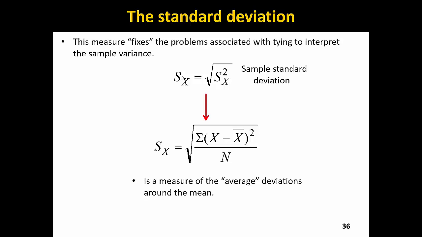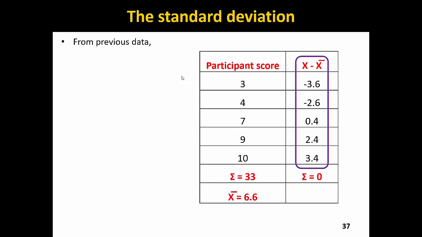And so this now becomes a measure of the average deviations around the mean for all of the participants. So because all the participants deviated by a different amount, we need one number to provide us with an idea of how spread out those scores are.